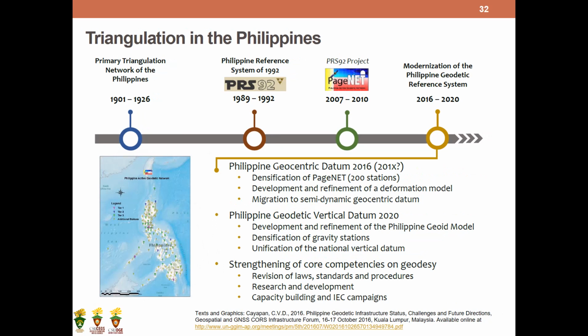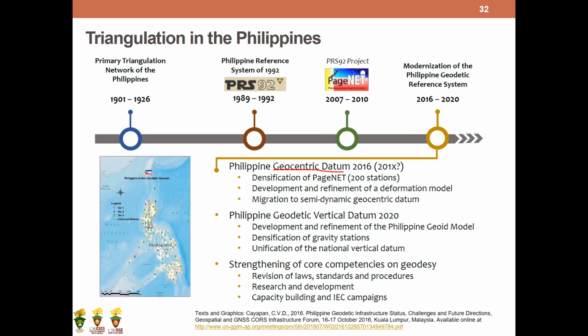Next is the extended version for PRS-92, the modernization of the PAGENET or the Philippine Geodetic Reference Systems. In this part, they adapted the Philippine geocentric datum. When we say geocentric, the Earth is the center. The center is at the middle of the Earth, at its centroid. Then the development and refinement and deformation of models, and migration to a semi-dynamic geocentric datum.